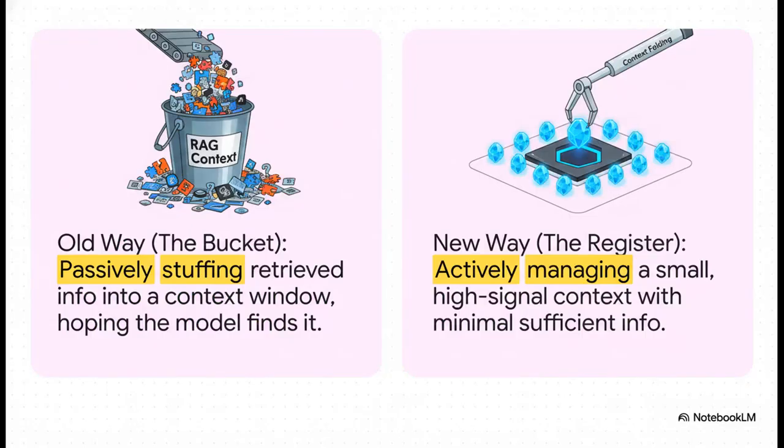And this analogy just nails it. The old RAG way is like a bucket. You just dump all your retrieved chunks in there and pray the model finds the needle in the haystack. Context folding, on the other hand, treats the context like a CPU register. It's a small, incredibly fast, high-signal space where you load only the exact piece of information you need for the current step in the reasoning process. It's the difference between brute force and surgical precision.